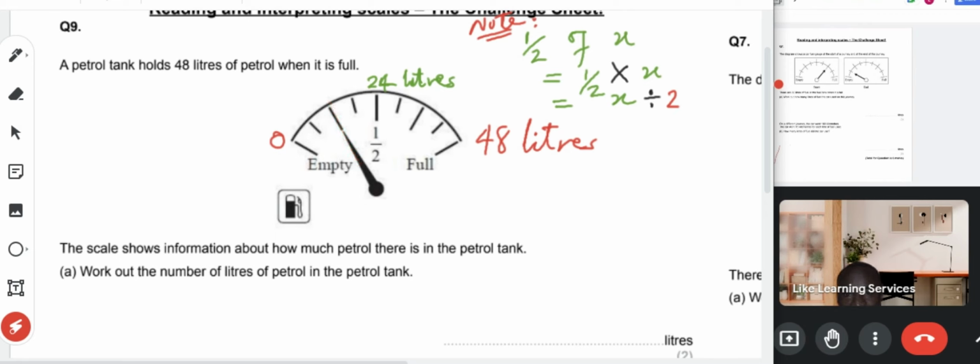Okay, by the way, this point, the central point is what value? 24. You know that this from 0 to 24, where the pointer is midway. So what's midway from 0 to 24? Half of it. Midway, half of it.